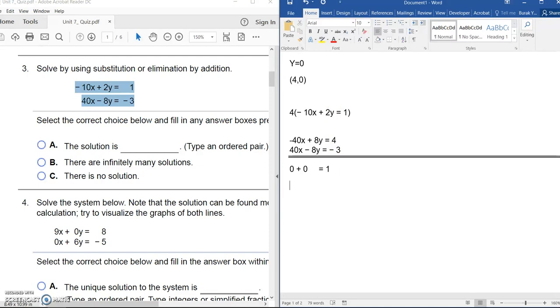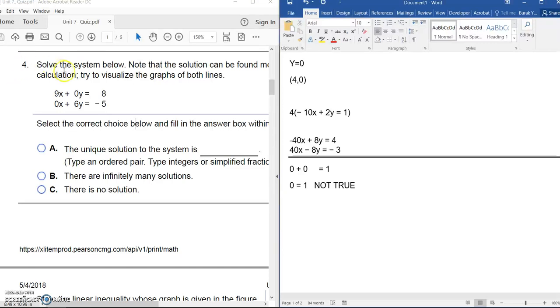So I ended up having all of the variables eliminated, so there's no variables left in the equation, and I ended up with something like this, 0 equals 1, which is not true, right? So it doesn't make sense, not true. So when you have this kind of a situation, the answer is there's no solution, so you would pick C.